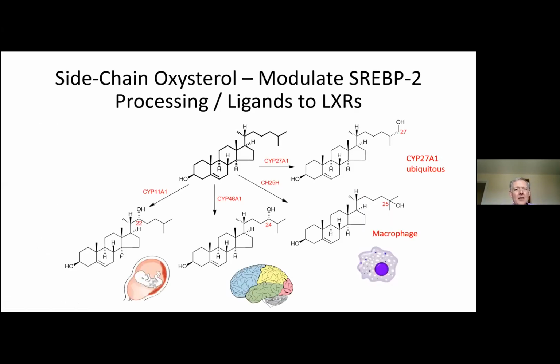So of the oxysterols that I think probably are the most important, these are what we call the side chain oxysterols, where the added oxygen functionality is in the side chain. So like 27-hydroxycholesterol, 25, 24, and 22. These are all side chain oxysterols. So these oxysterols, they modulate SREBP processing, and they're also ligands to the LXR receptor.